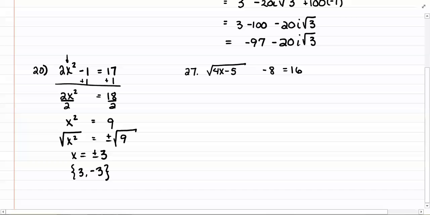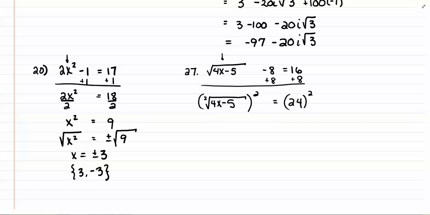Okay, so for this next one, again, you want to isolate the radical, so move the 8 over to the other side. Okay, and then in the next step, you're going to need to get rid of the square root, so we're going to square both sides of the equation.